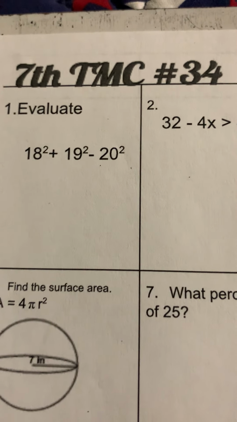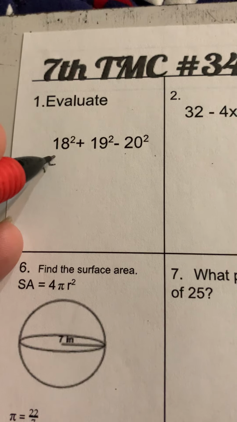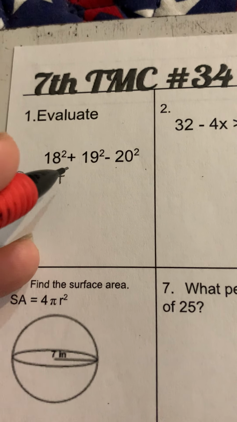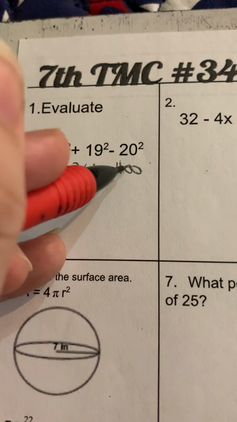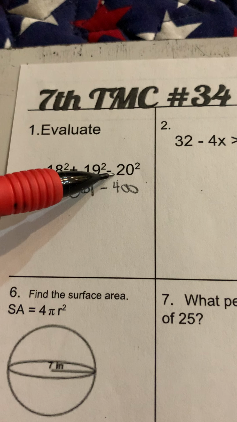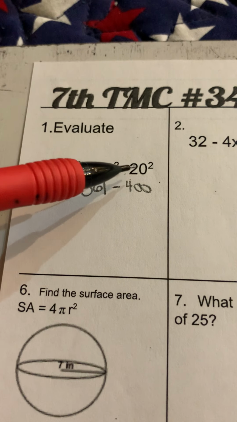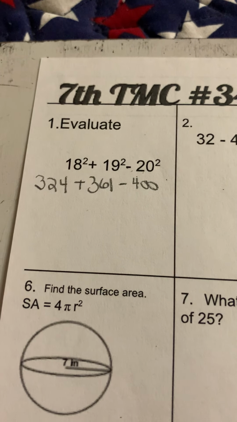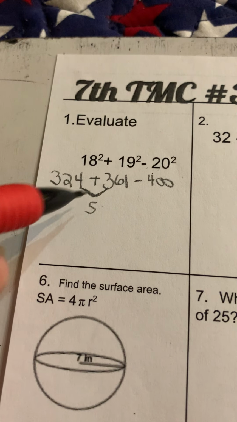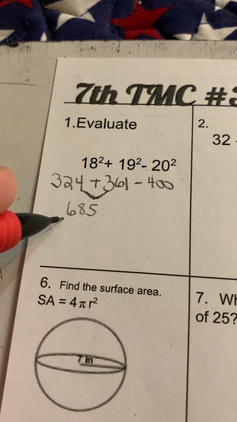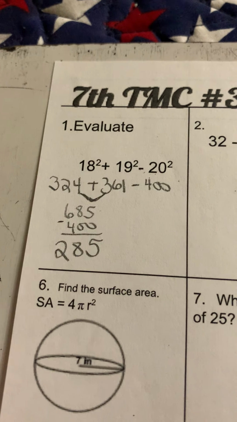You have to start with 18 squared, which if you have your handy dandy song memorized, it's 324 plus 361 minus 400. And why is it minus? Because I know you want to think that this is a negative 20 squared, and a negative 20 times negative 20 would be a positive 400, but the negative is not in parentheses. If it were in parentheses, then it would be positive. So now you're going to add these like terms here. So I get 685, and I'm going to put the minus 400 underneath it. And so I get 285.